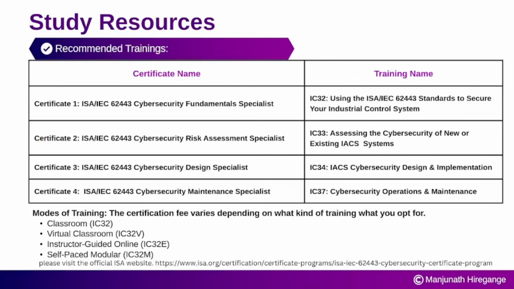All right, let's talk about the study resources that you will need for the certification. To earn each certificate, you need to successfully complete the specific training course, like IC32 for the first one, get the course completion certificate, and then attend the exam. Then you continue with certificates 2, 3, 4. For the second one, the training name is IC33, which is the name given by ISA. The training name is Assessing the Cybersecurity of New or Existing IACS Systems. The third one is IC34, and the last one is IC37.